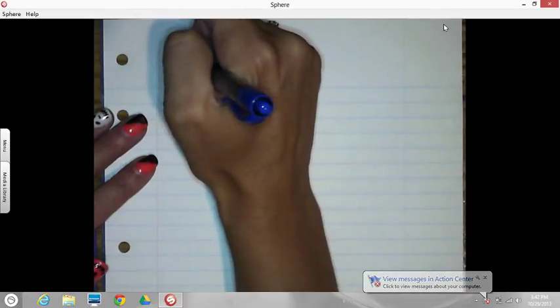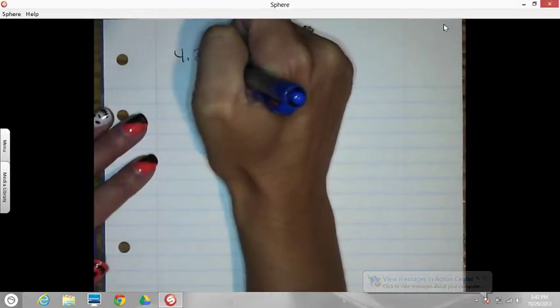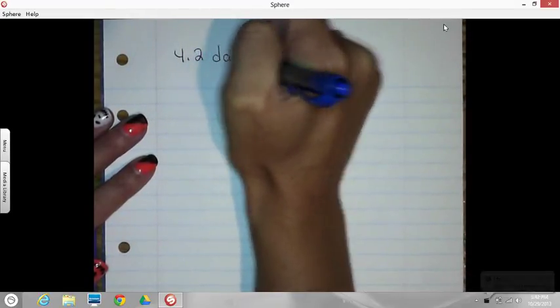Okay, here we are in chapter 4, 4.2, day 1, and we just keep building and building with these derivatives. So hopefully you have the chain rule down pat and the power rule down pat. Start off with a new rule. It's the derivative of a product.